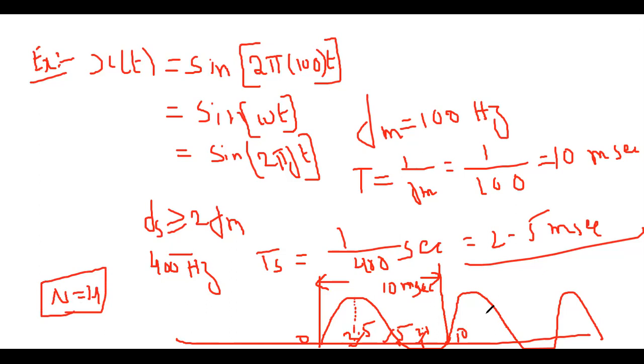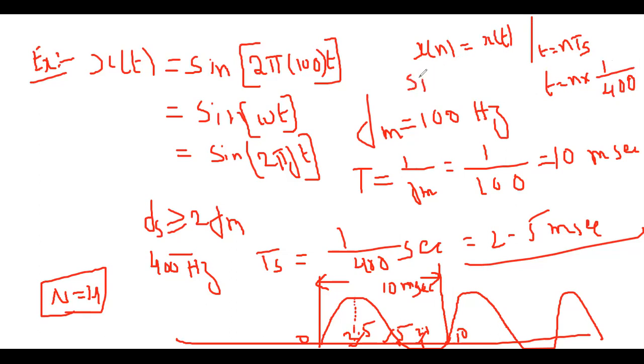Following, my students, x of n is equal to x of t for that sine function. How will we find that N is equal to 4? Suppose x of n is equal to x of t, and t is equal to n into Ts, the sampling time. What is the sampling time period? Here it is 1 by 400. You can substitute in the sine 2 pi 100 into t. t is nothing but n into Ts, so t is equal to n by 400. 2 pi by 400 into 100 is 200 in the numerator and the denominator has 400: sine pi by 2n.